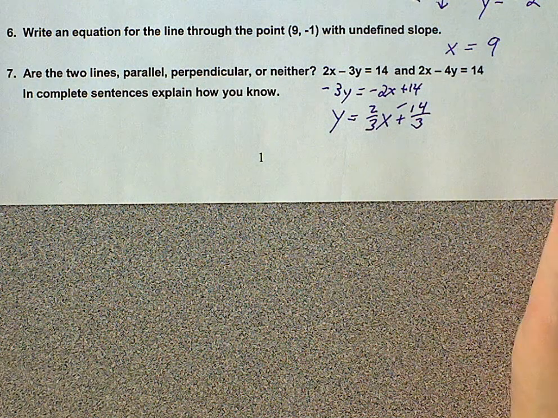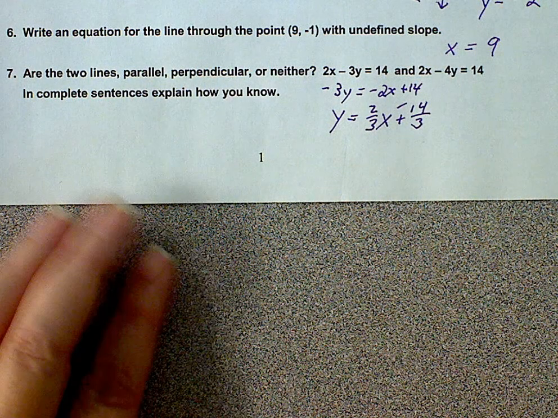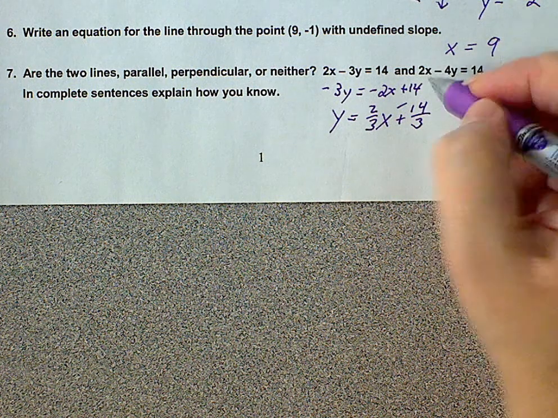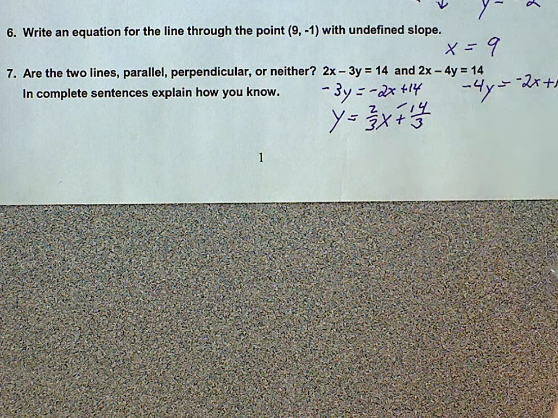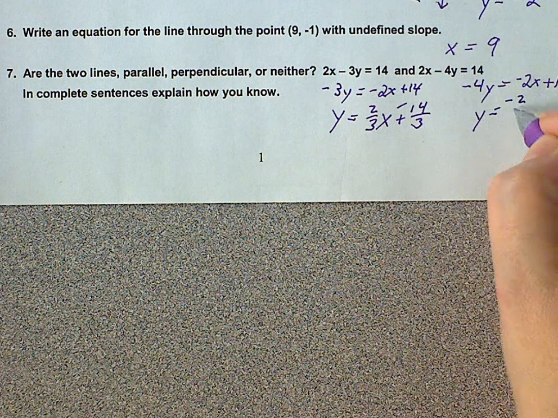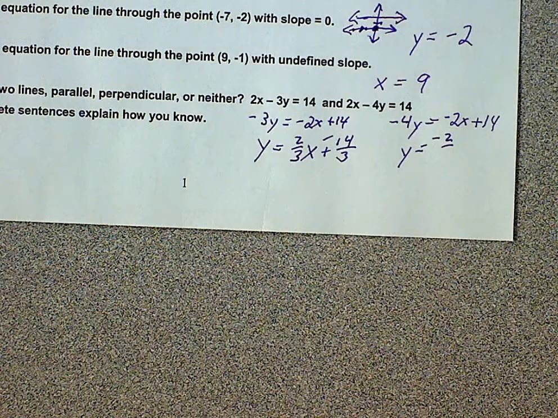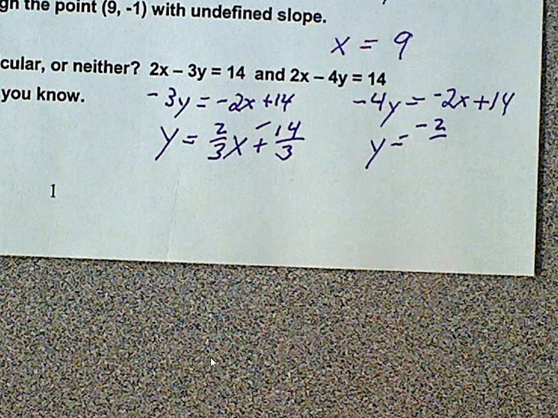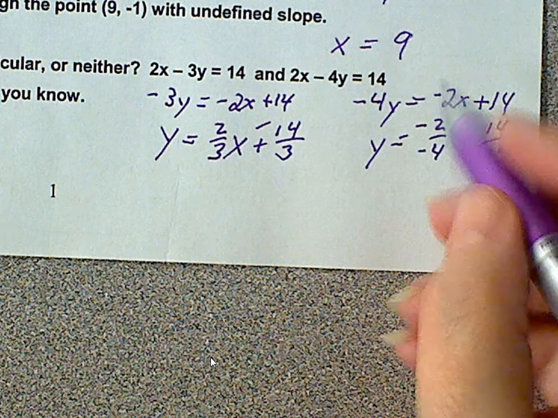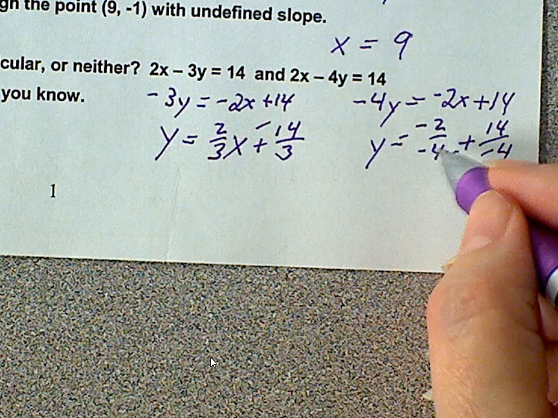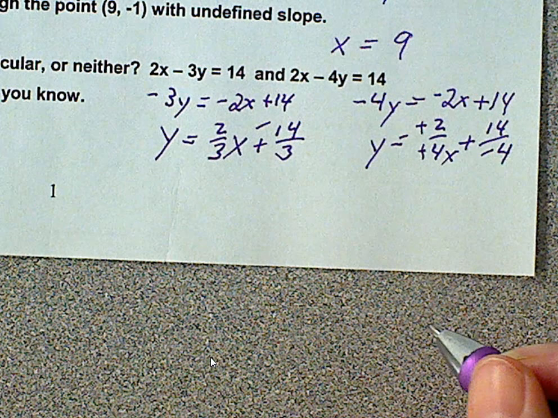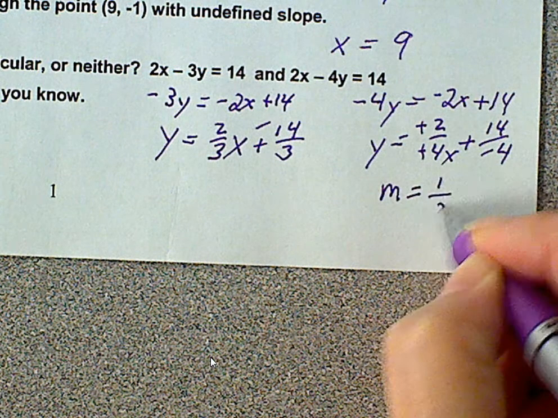On the other one, I'm going to solve again. So this one, I have negative 4y is equal to, taking this to the other side, negative 2x plus 14. And my last, I have to divide by a negative 4. So I'm going to divide by a negative 4. So negative 2, and now we have a negative 4. Negative, negative, make a positive. 2/4 reduced to 1/2. So the slope of this one is 1/2. And the slope of this one is 2/3.